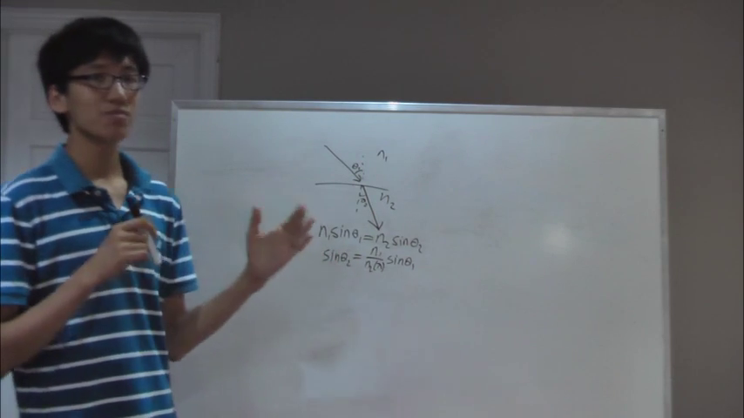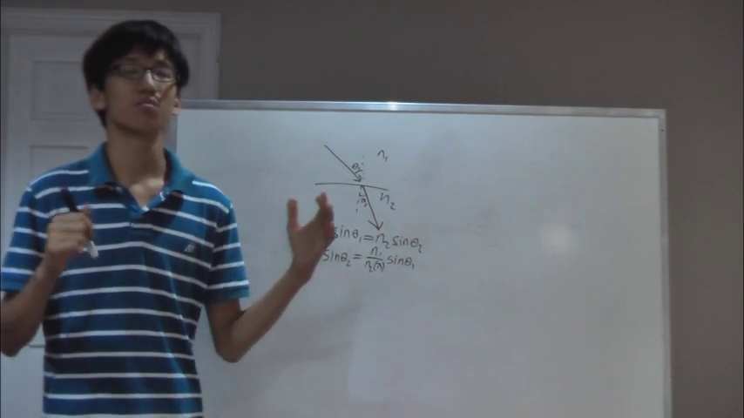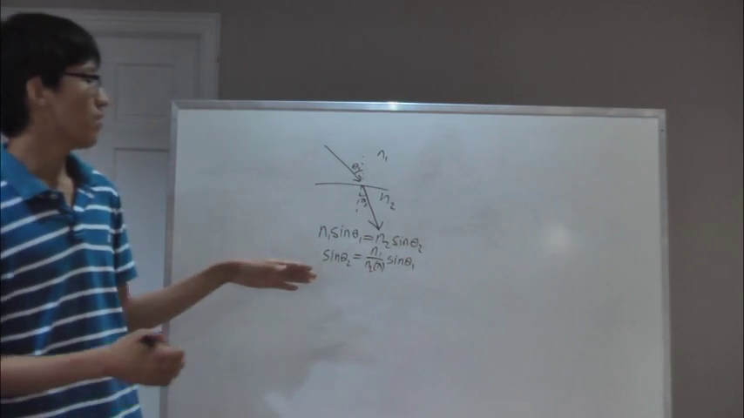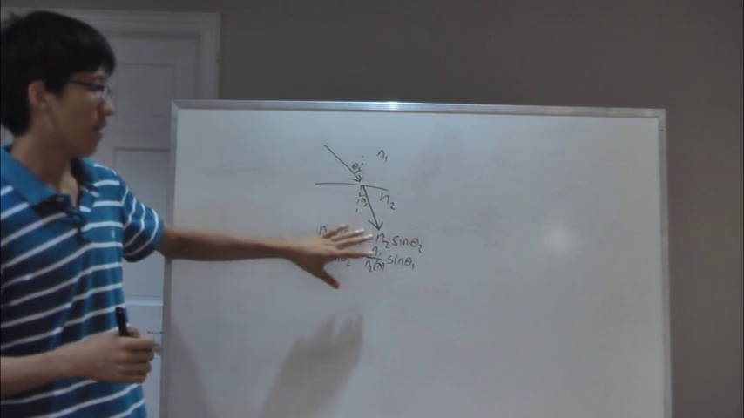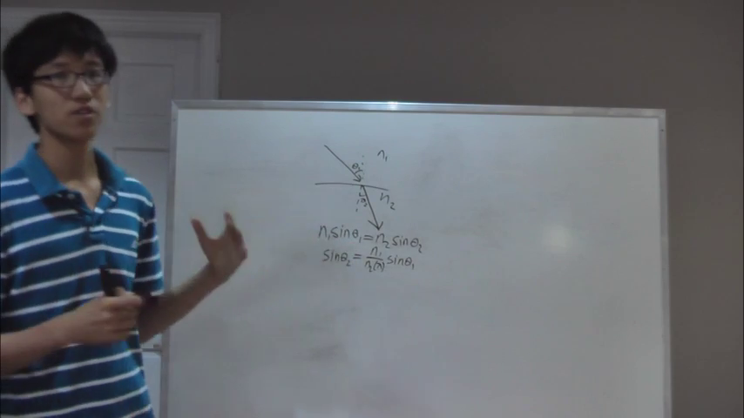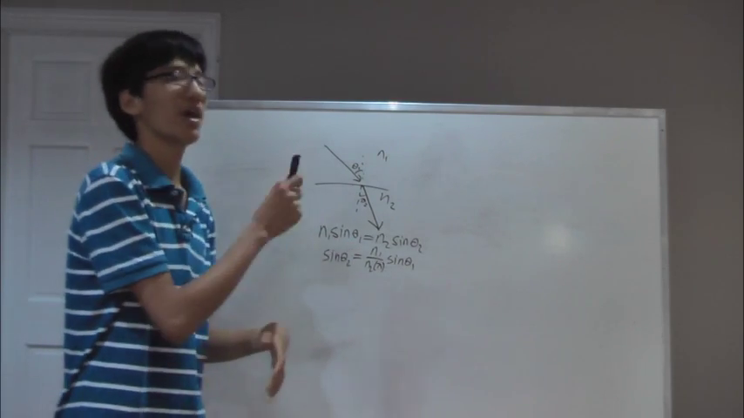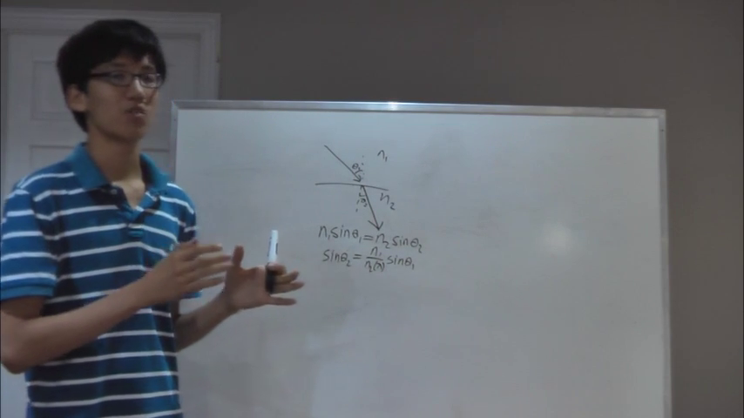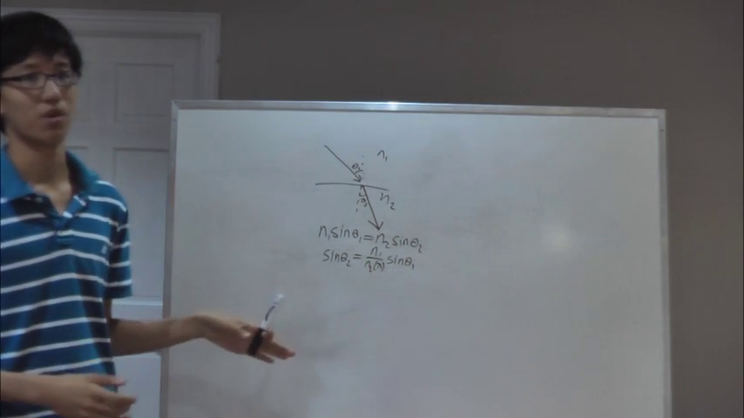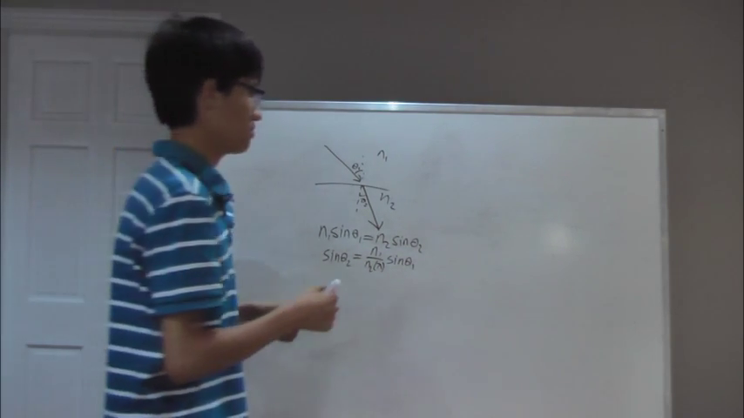But if we have a smaller lambda, such as blue light, we'll have a greater n2, which means a bigger difference between n1 and n2, which results in a greater difference between theta 2 and theta 1. So this is how we can split the white light into its constituent parts. But let's see how that works in a prism.